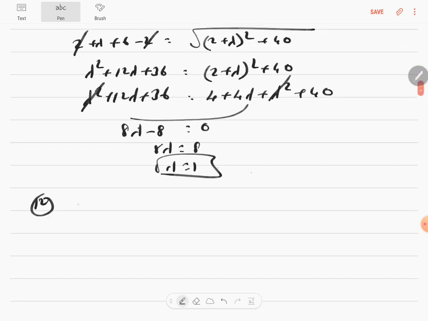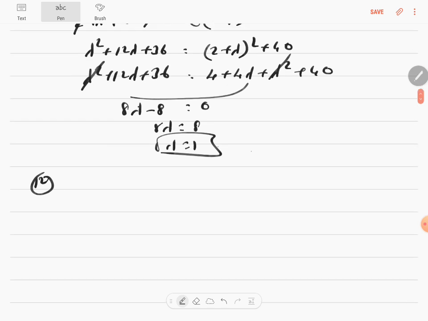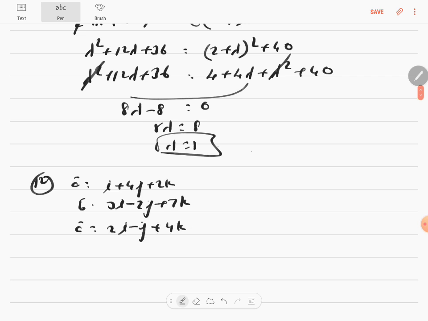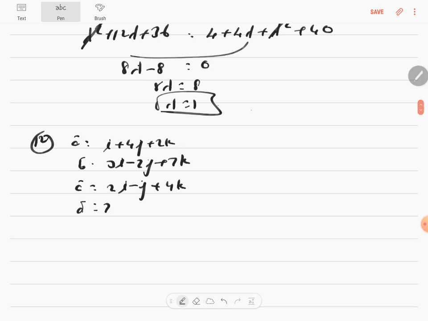Let's go to the 12th question. The 12th question is: vector A is equal to i plus 4j plus 2k, vector B is equal to 3i minus 2j plus 7k, vector C is equal to 2i minus j plus 4k. Find a vector D in such a way that D is perpendicular to A and B, and C dot D is equal to 15.